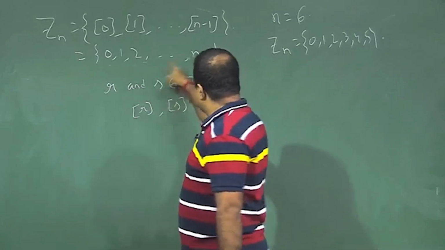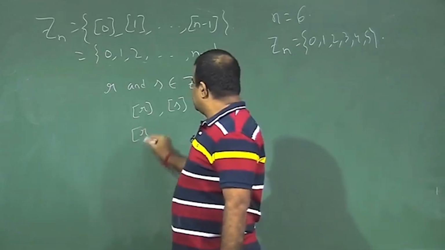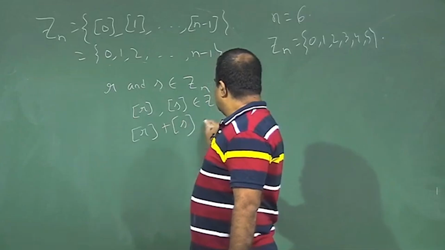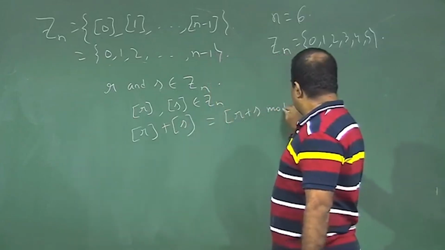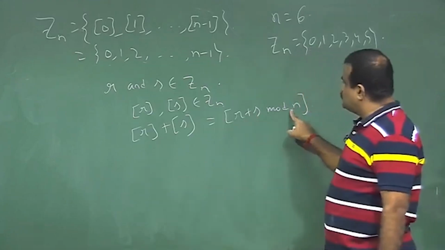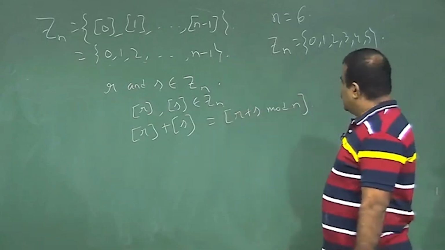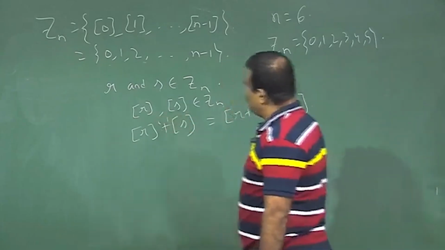For simplicity, we are just writing this 0, 1, 2. So then we define plus as, we just take the R plus S mod n. If you take R plus S mod n, it will be again in Zn, it will be from 0 to n minus 1. Okay, so this is the plus operation we defined over Zn.